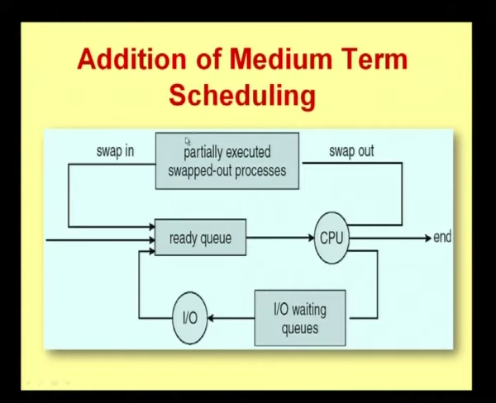In terms of medium term scheduling, it has partially executed swapped out processes. Initially the process is put on the ready queue. From the ready queue it goes to the CPU. From the CPU, the medium term scheduler swaps it out, and the swapped out processes are put onto the ready queue again. So it waits in the queue and then goes to the end. This is an intermediate between a short term scheduler and a long term scheduler, so that is called a medium term scheduler.